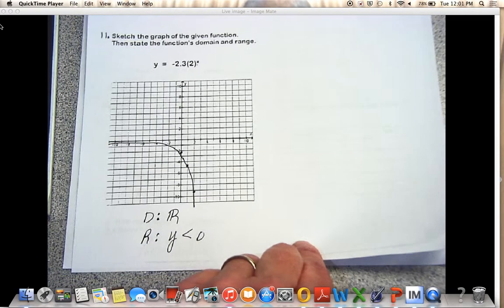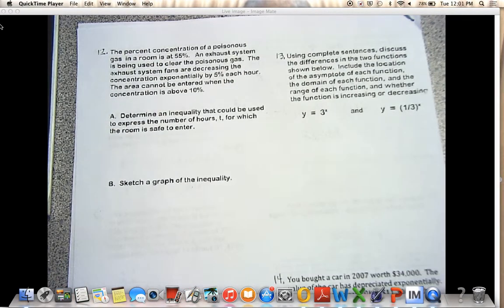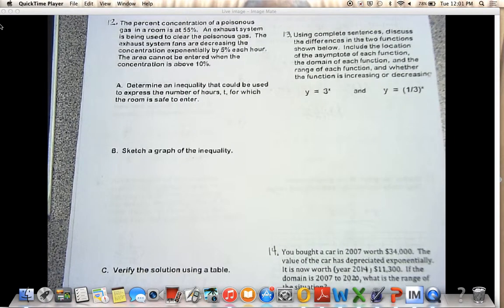Everybody good? All right. And so we've been going, and you're like, this isn't as long as she said. And then we come to these problems. So take a deep breath. 12 is a long one. Y'all ready? I've warned you. That's all I can say.